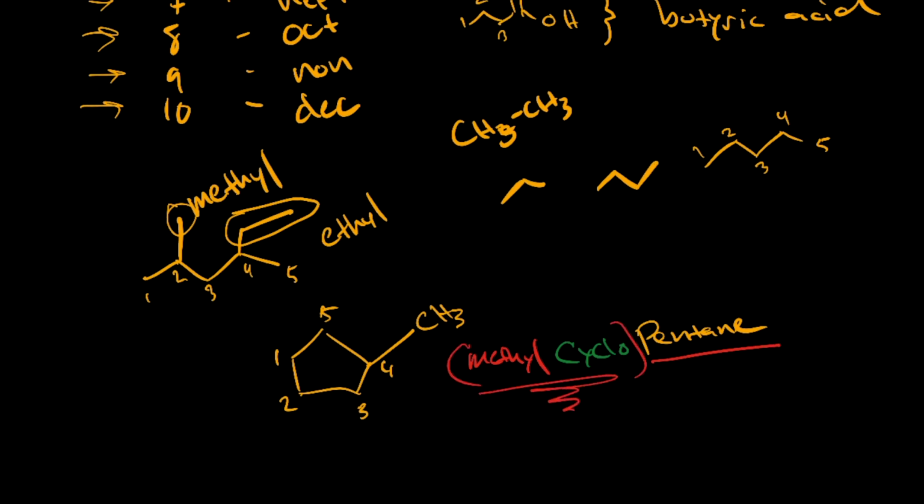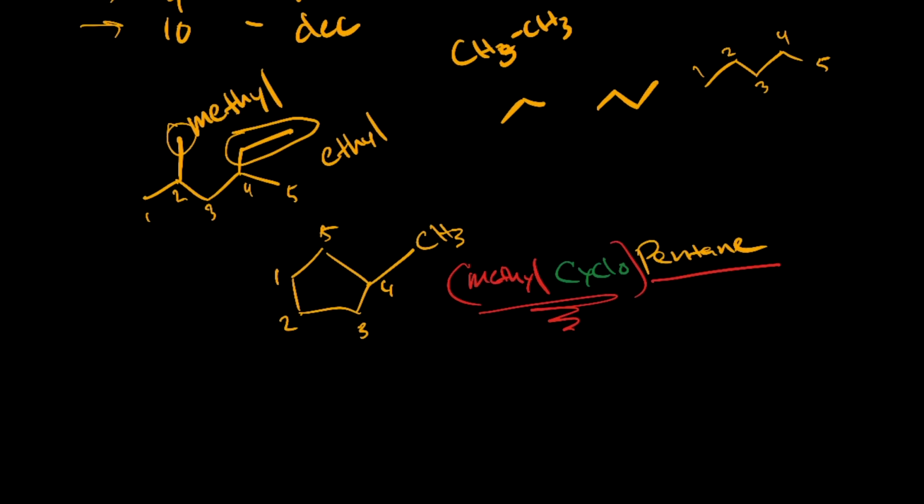So this is easy enough when there's only one substituent or it's a small molecule. But we're going to need some pretty substantial rules as these molecules get larger. And those rules come from the International Union of People and Cows Nomenclature.